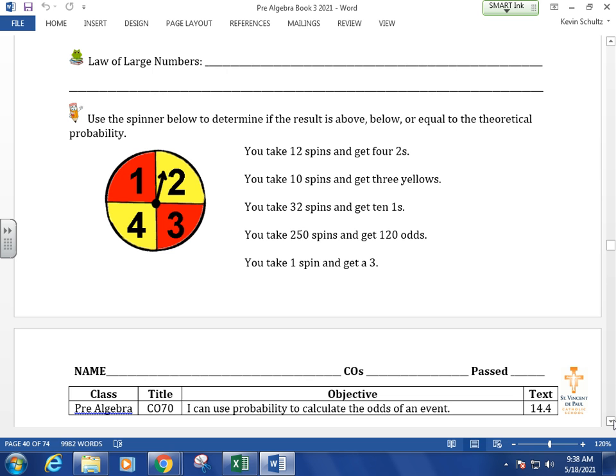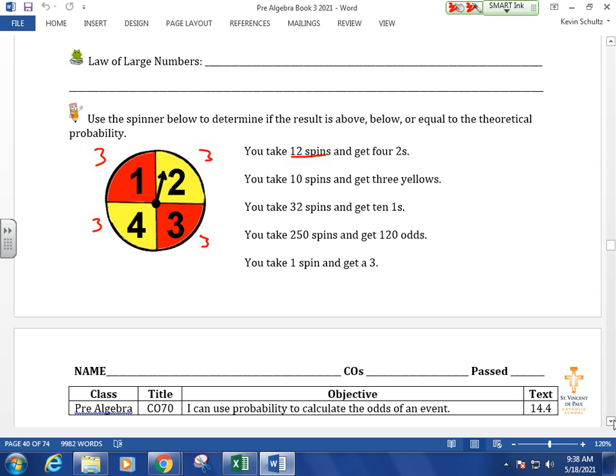So if you take 12 spins, how many times should each number come up? You take 12 spins, theoretically, how many times do you get a 1, a 2, a 3, and a 4? Aiden? 3. Right? 3 of each makes 12. Okay. You get 4 twos.